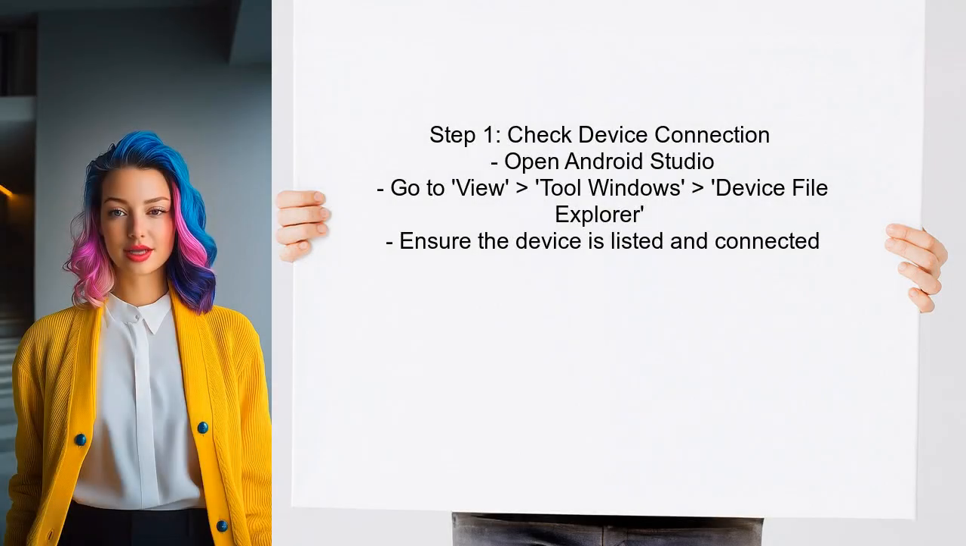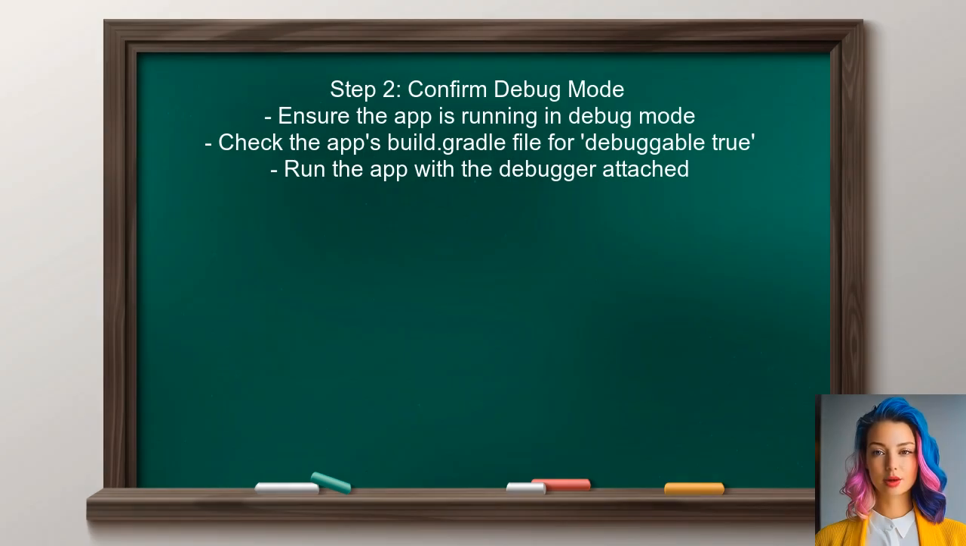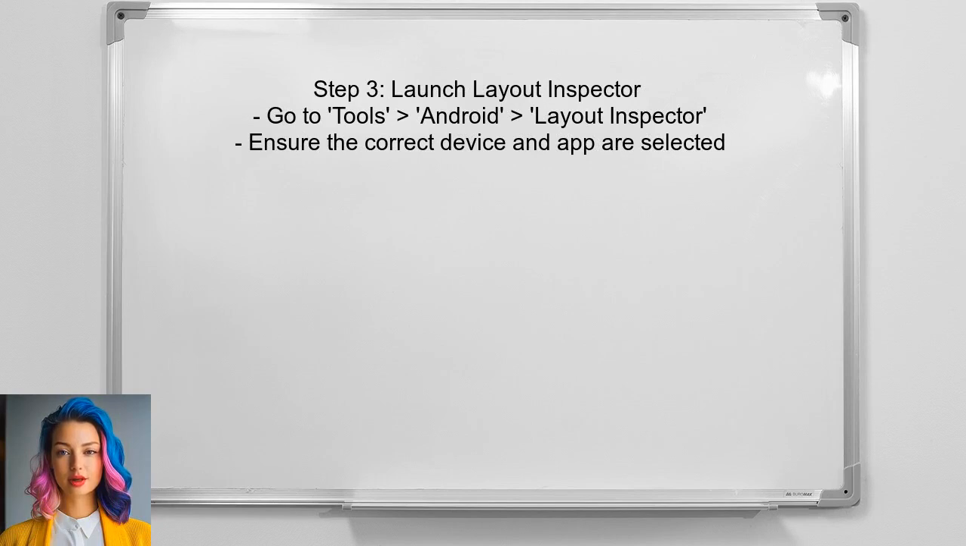To begin resolving the issue with the layout inspector, the user should ensure that their device is properly connected and recognized by Android Studio. This can be done by checking the device connection in the Android Device Monitor. Next, the user should confirm that the app is running in debug mode. This is crucial because the layout inspector requires the app to be in a debuggable state to access the view hierarchy. Now the user should check if the layout inspector is being launched correctly. They can do this by navigating to the Tools menu and selecting Layout Inspector again.